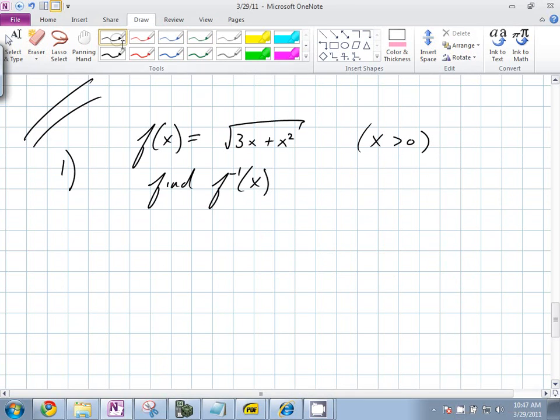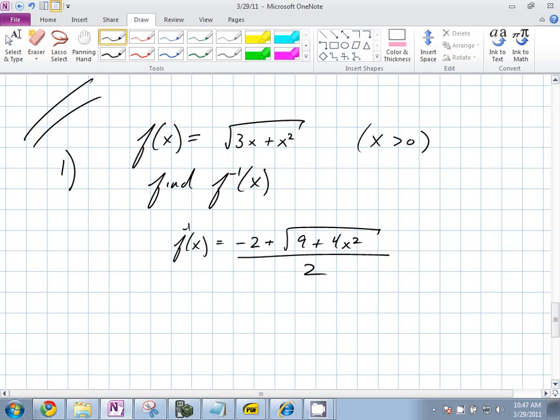Y equals what? Just the root of x? I don't think it's that. I think there's more to it. What do you think, Victor? Like the square root of 9 plus 4x squared, everything over 2? How many people got that? Anybody else get that? No? Yeah? I'll leave that as a question mark.